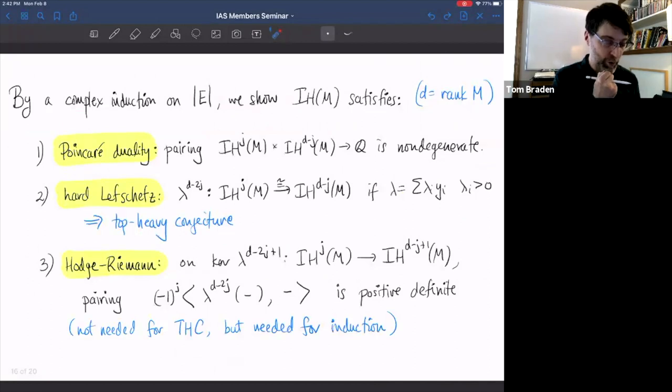But in the end, what we're able to prove by a really nasty, really intricate induction on the number of elements in my ground set is that this intersection cohomology module satisfies Poincaré duality. So there's a non-degenerate pairing from degree j to degree d minus j. And the pairing just comes because it's sitting inside this Chow ring, which does satisfy Poincaré duality. So the pairing is sort of just induced from that inclusion. And there's a hard Lefschetz map: it's a module over the Möbius algebra H of M. So if I take an element lambda with positive coefficients and multiply by it the right number of times to get from below the middle to above the middle, you get an isomorphism. And that immediately says that we can use the same argument, and that proves the top-heavy conjecture.